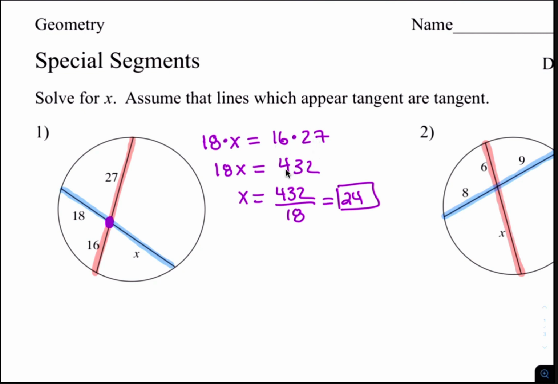16 times 27 is 432. Then to solve for X, we'd have to divide by 18 on both sides. So X is equal to 432 divided by 18, which gives us 24.